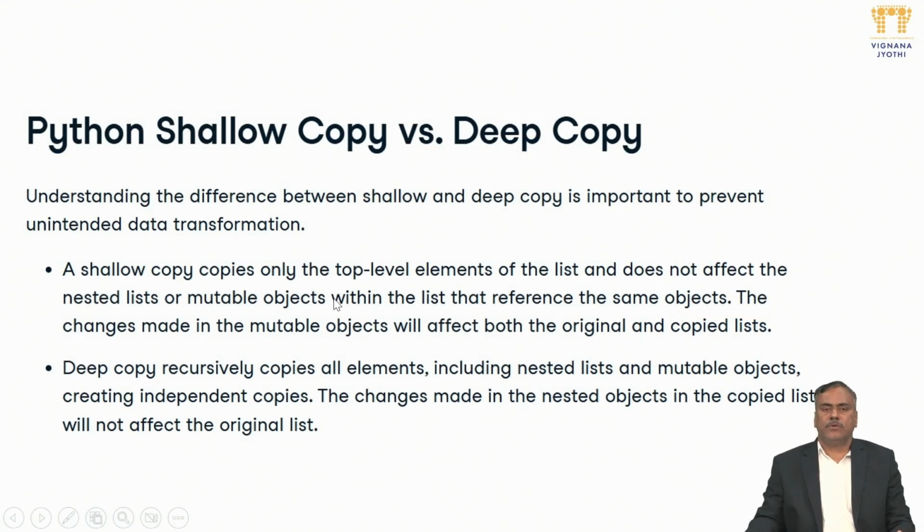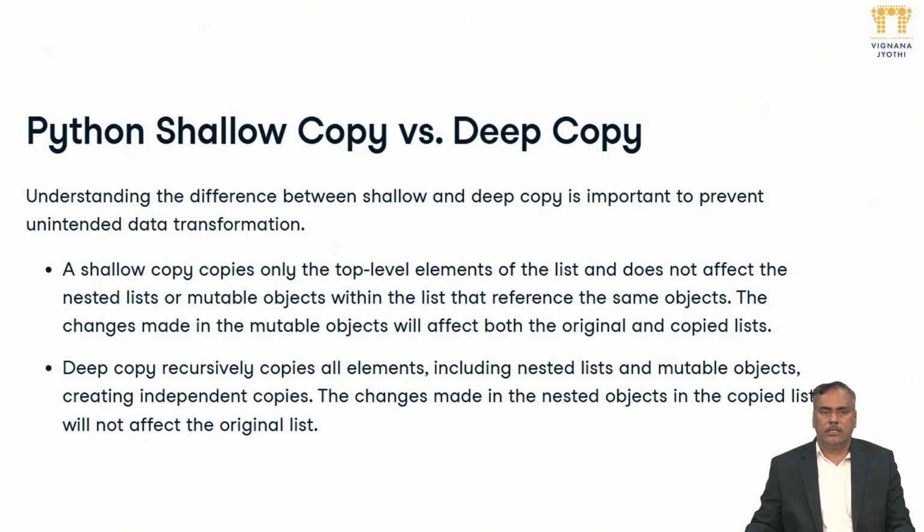Shallow copy copies only the top level elements of the list and does not affect the nested lists. So, the changes made will affect both the original and copied list. Whereas in the case of deep copy, the changes made in the nested objects in the copied list will not affect the original list. That is the basic difference between shallow copy and deep copy.